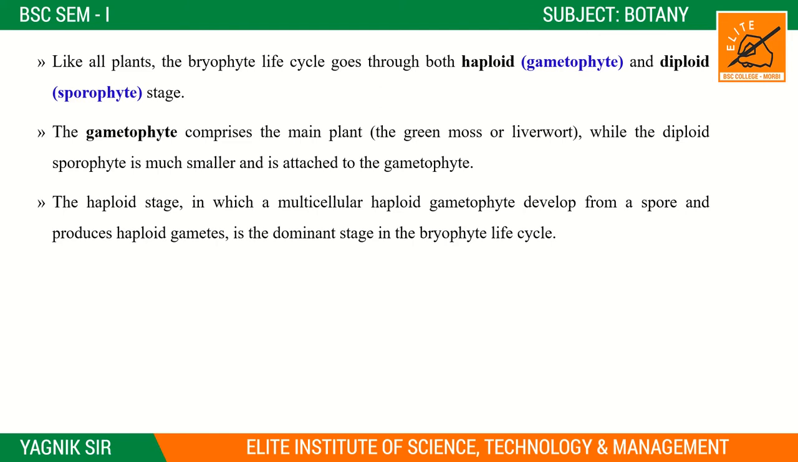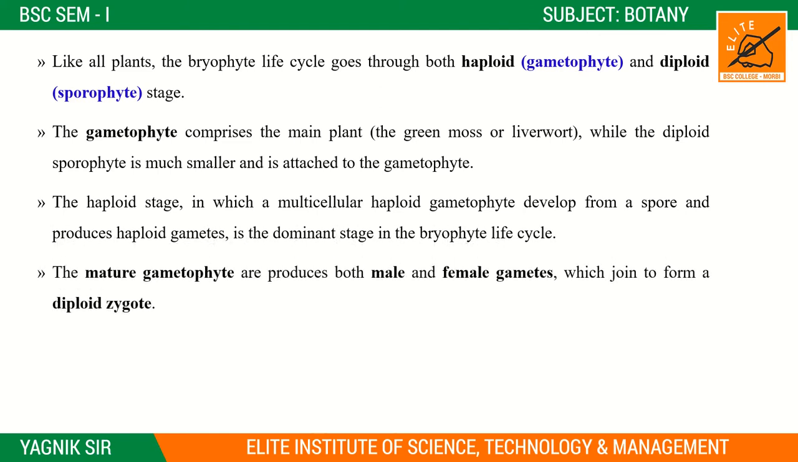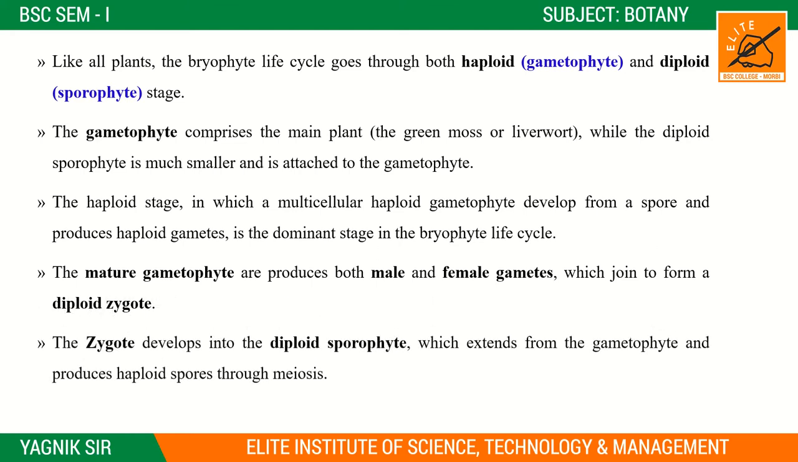Capsules, foot and seta જે સ્ટ્રક્ચર બને છે એ જ, અને જે કેપ્સ્યુલ હશે એમાંથી જ નવા સ્પોર છે ફોર્મ થશે. So here the mature gametophyte produces both male and female reproductive structures. Here that means the male and female reproductive gametes, right? And they join together to form the diploid zygote. And the zygote develops into the diploid sporophyte.